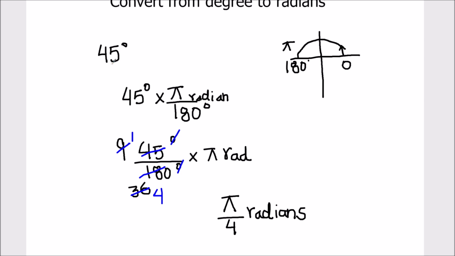So to convert from degrees to radians, we just need to multiply the degree term with pi over 180. This is how we can convert from degrees to radians.